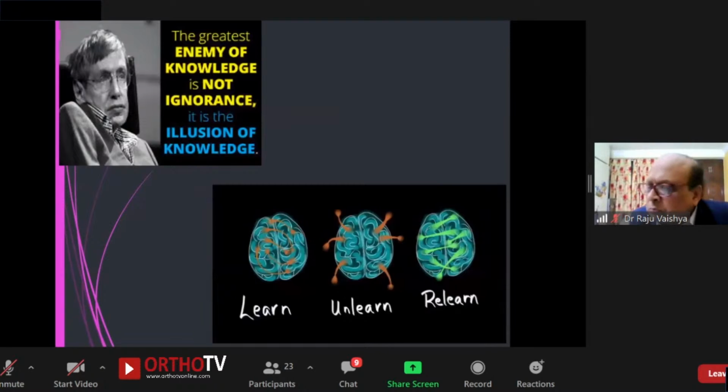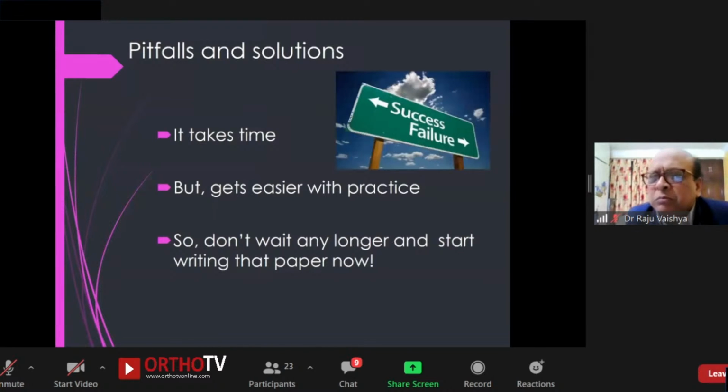But most clinicians have this problem that they do not want to learn new things because they are quite happy with what they have already learned. And the greatest enemy of knowledge is not ignorance, but it is the illusion of knowledge. So if you want to learn newer things, you must first unlearn what you have already learned and then relearn new things. And that's how you can improve on your experience and learn newer things.